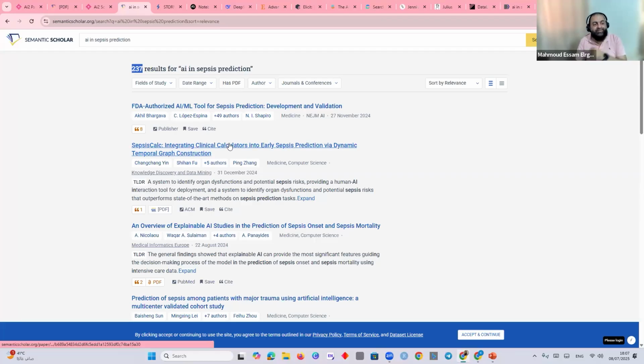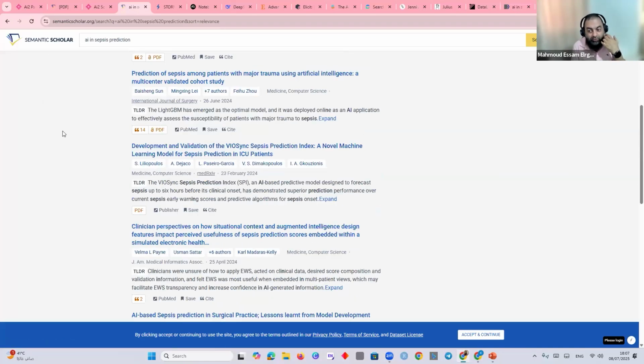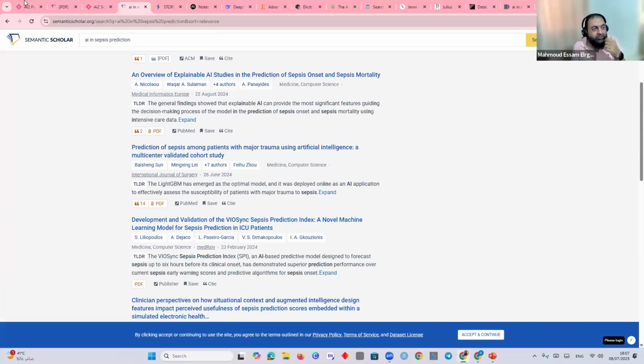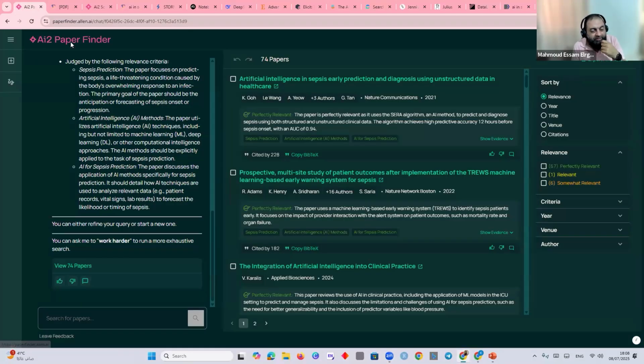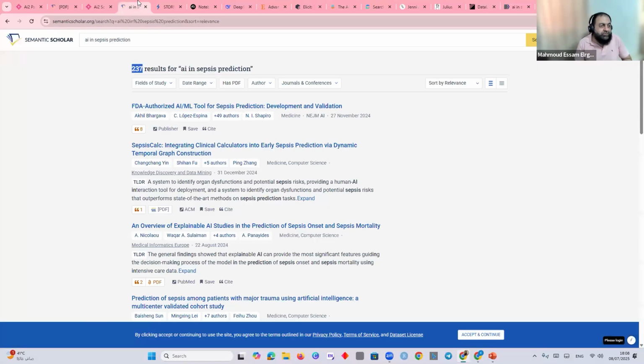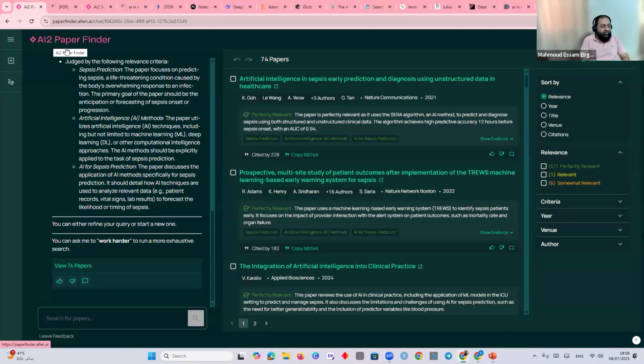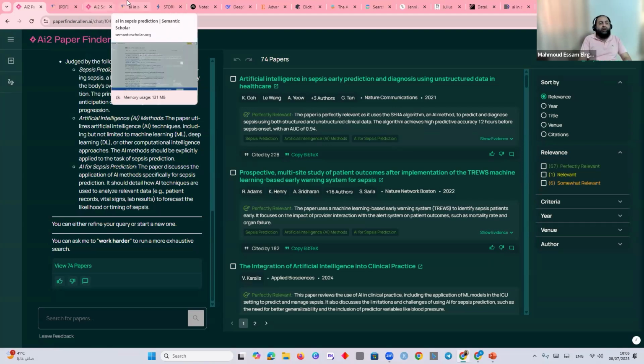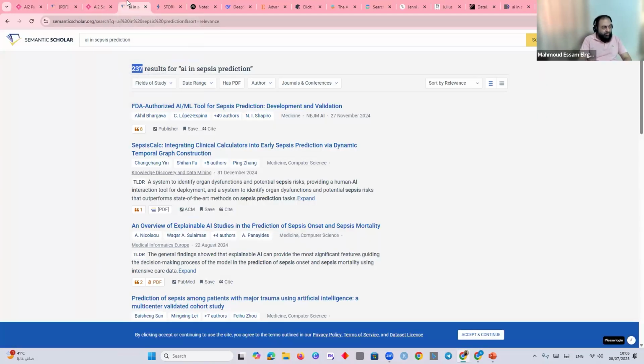And again, this one is one of the tools that many are using as a background of their AI tools. One of the good tools actually to be used. It's similar to AI2 Paper Finder. I personally find AI2 Paper Finder more user friendly, but again, it's up to you. You can try this one, Semantic Scholar. You can try this one, AI2 Paper Finder, and you can check with both and see which one is better for you.